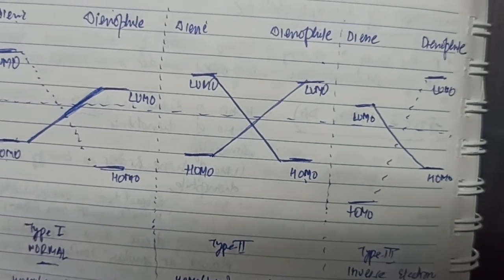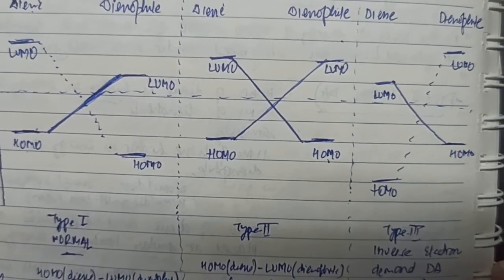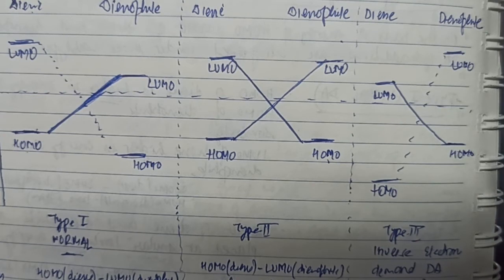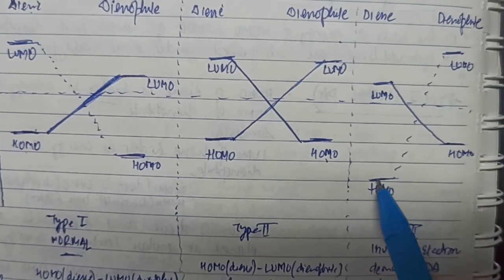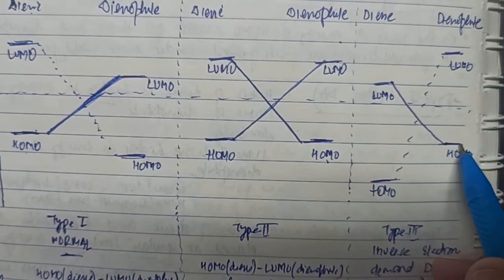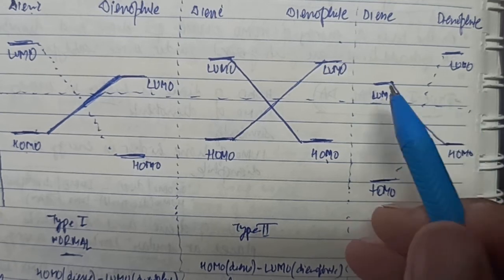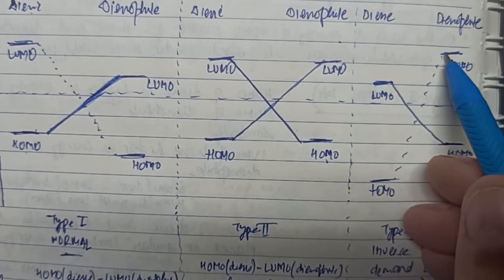And as I've told you, the type 3 category is the one which is opposite to type 1. The HOMO of the diene is lower in energy than the HOMO of the dienophile. Similarly, the LUMO of the diene is lower in energy than the LUMO of the dienophile.